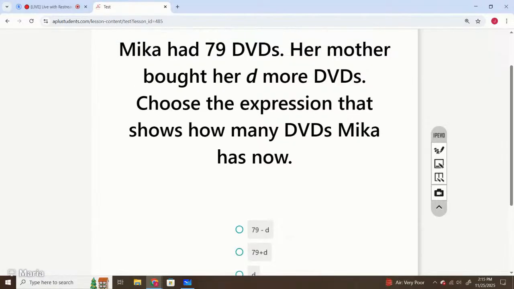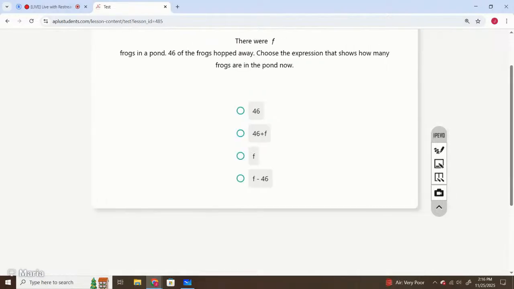Mika had 79 DVDs. Her mother bought her d more DVDs. Choose the expression that shows how many DVDs Mika has now. That is 79 plus d. Option number 2 is the correct option.